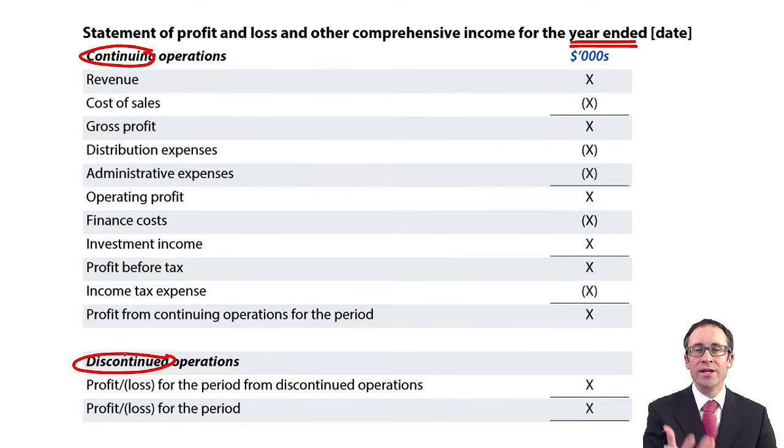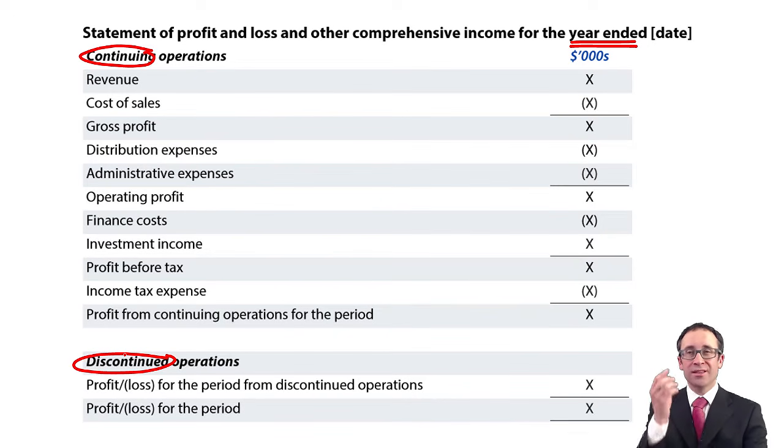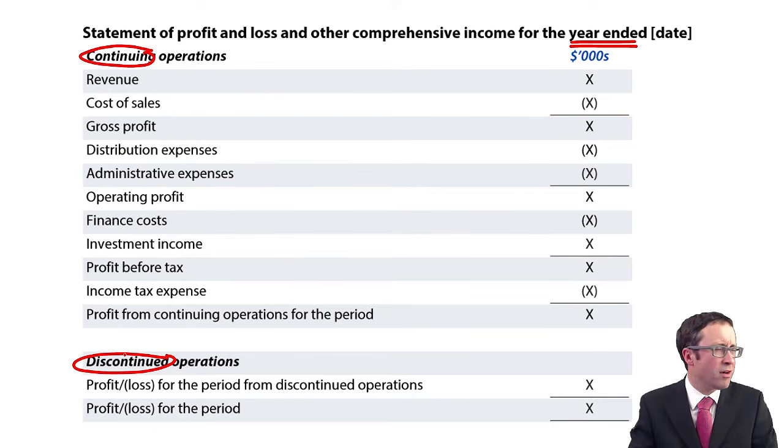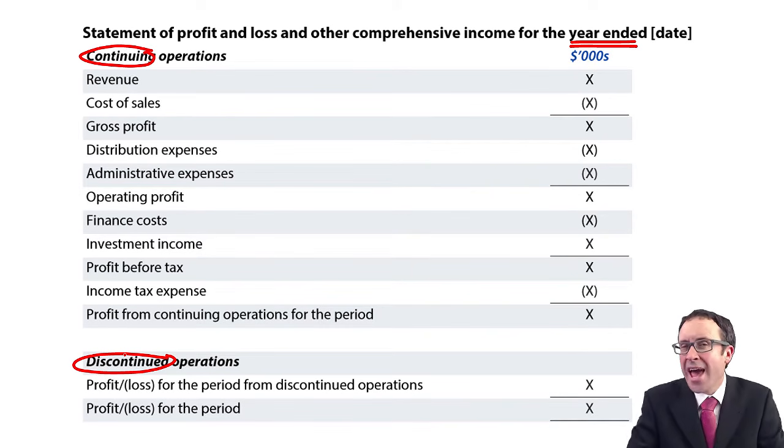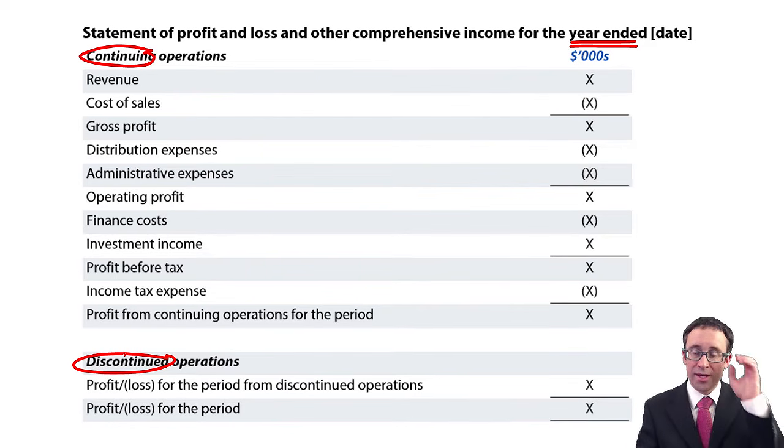So one of the more recent disclosure standards. I say recent, it's quite old now. But you've got other disclosure standards as well as just IFRS 5. You've got IFRS 7 on financial instrument disclosures, IFRS 8 on operating segments. You've got IFRS 12, which is looking at your investments in other entities and the disclosures that you need to make there.